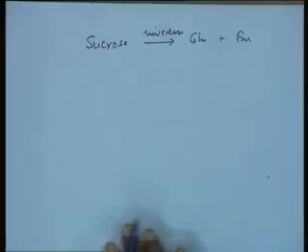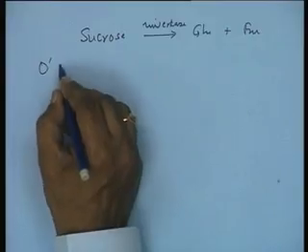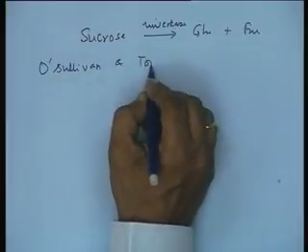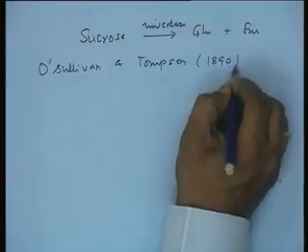And many of the kinetic analyses in the early stages, and when I say early stages I am referring to the late 18th century, early 19th century, when people tried to understand the kinetic behavior. One of the earliest recorded interpretations or results of the kinetic analysis of an enzyme was by O'Sullivan and Thomson, as early as in 1890.